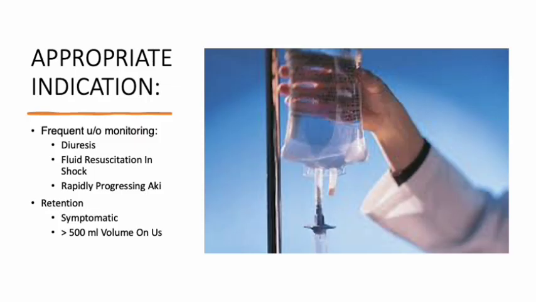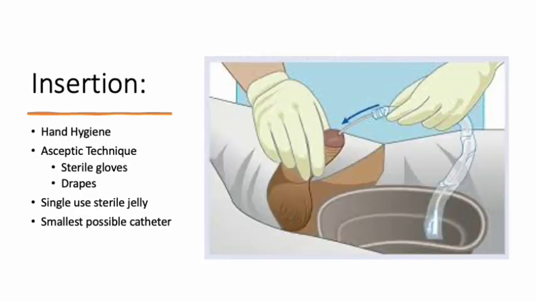Restricting catheter use to appropriate clinical indications is the first preventive step. It should be inserted only for frequent urine output monitoring in critically ill patients, for example, a patient of CHF on high dose diuretics or fluid resuscitation in a patient with shock and AKI. Another important indication is symptomatic retention or more than 500 ml volume on bladder ultrasound.